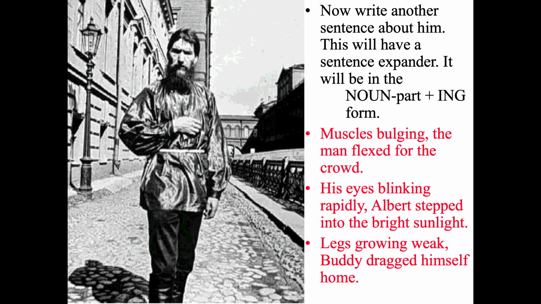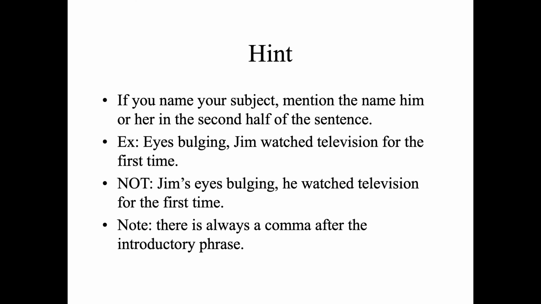So try it out yourself. Write a boring sentence. Pick an important part of the subject. If the subject's a person, pick a piece of their body, and then add an ing verb. Okay. So a little hint: if you name your subject, mention the name in the second half of the sentence, in the simple sentence part, because you're going to just pick a piece of their face or body for the front part.